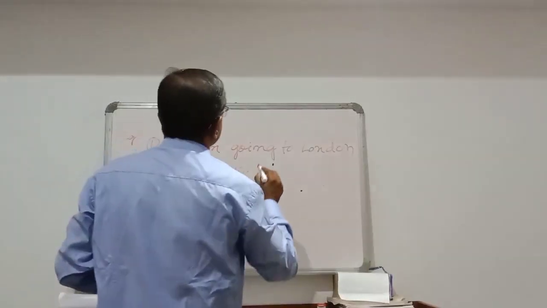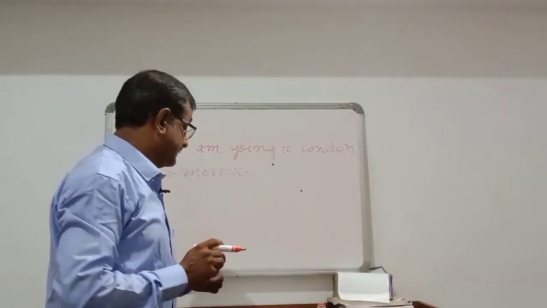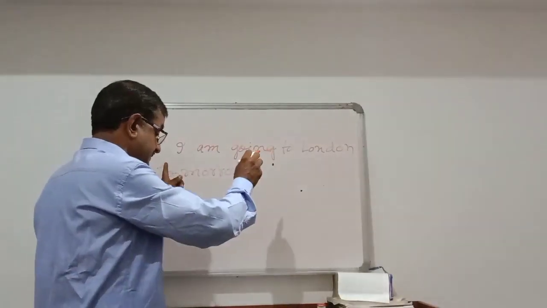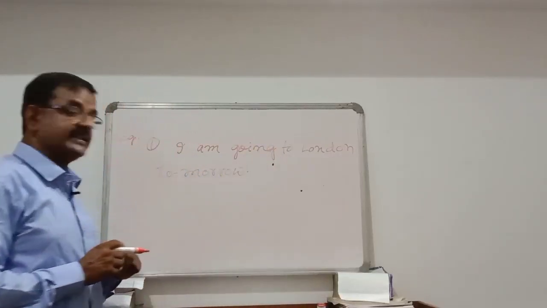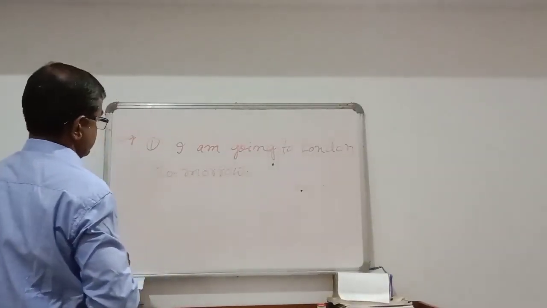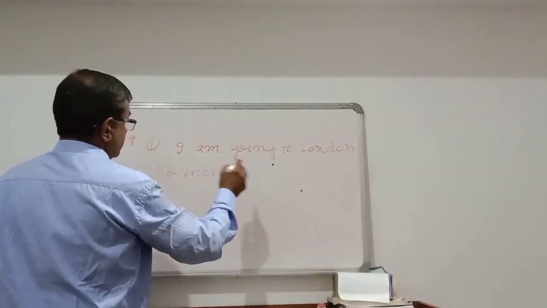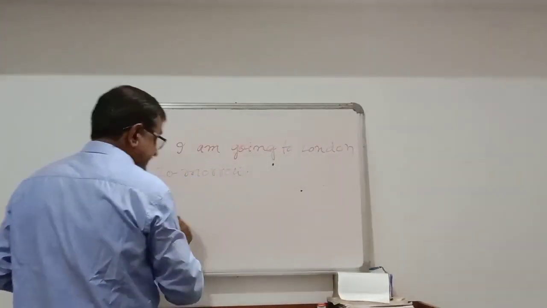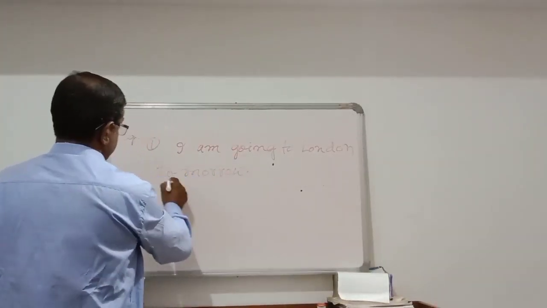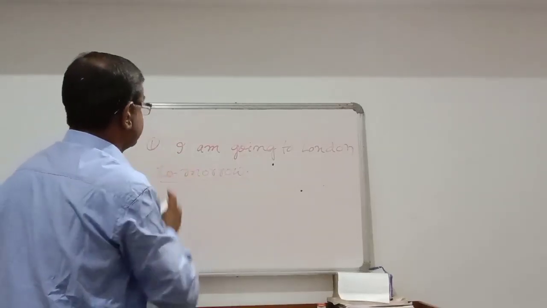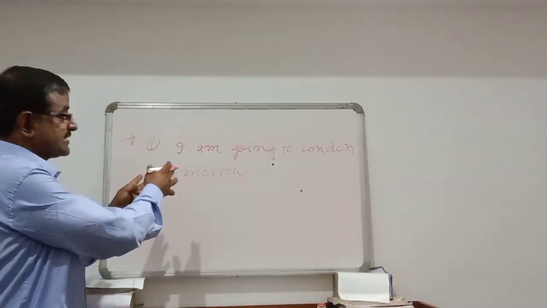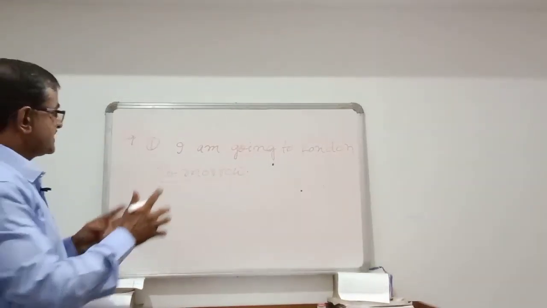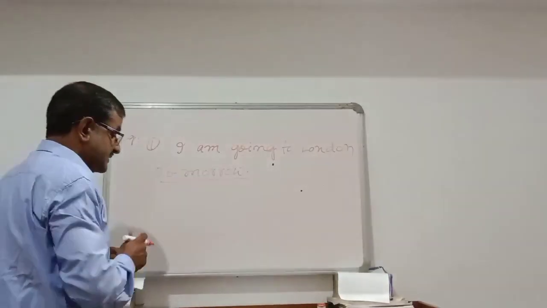That means the present continuous tense is used to indicate the future action which is already fixed. That means I am going to London tomorrow. So here the date is already fixed. Tomorrow, the time and or the date is already fixed. Hence this sentence is in the present continuous tense, but with the meaning of future tense. That means the time or the date is already fixed.